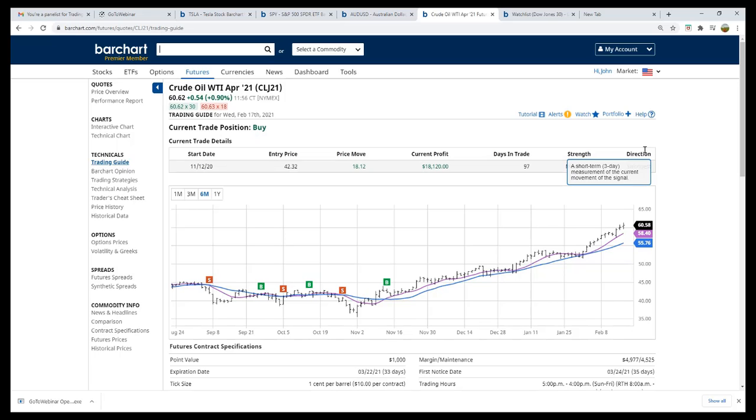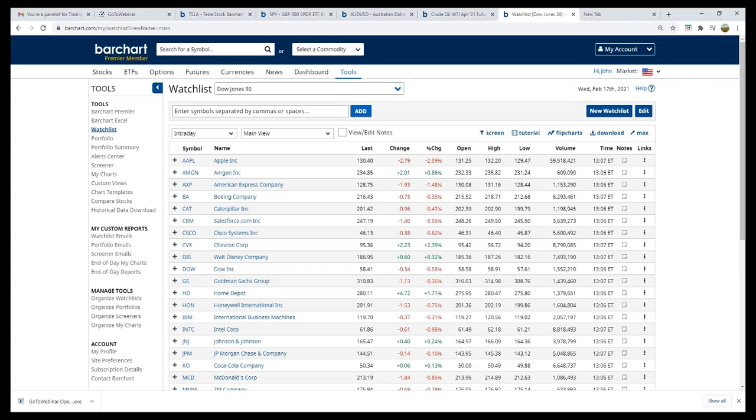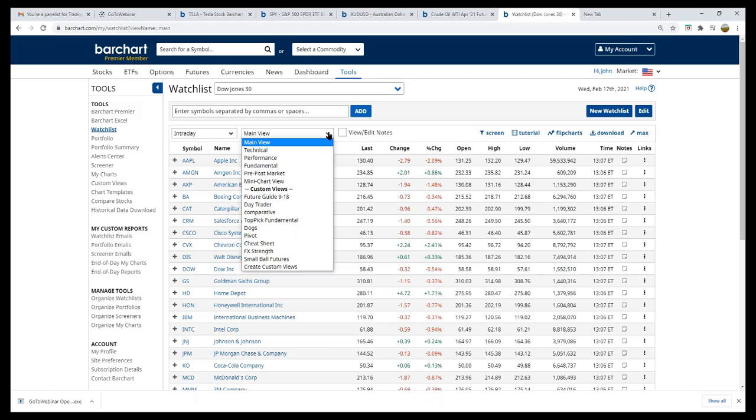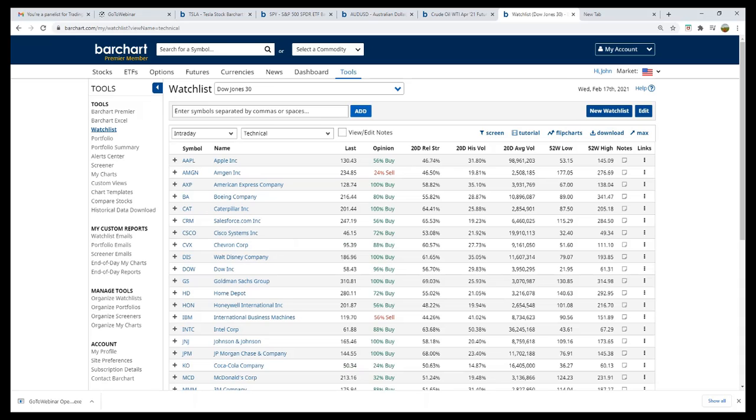But the other thing, even in my watch lists, any of the watch lists that I have, or any of the popular watch lists on Barchart's page. Remember up here we have our main view, and if we drop that down, we have opportunities to look at different views. We can even have a custom view. But if I go under the technical view, here we see Barchart's opinion about these.